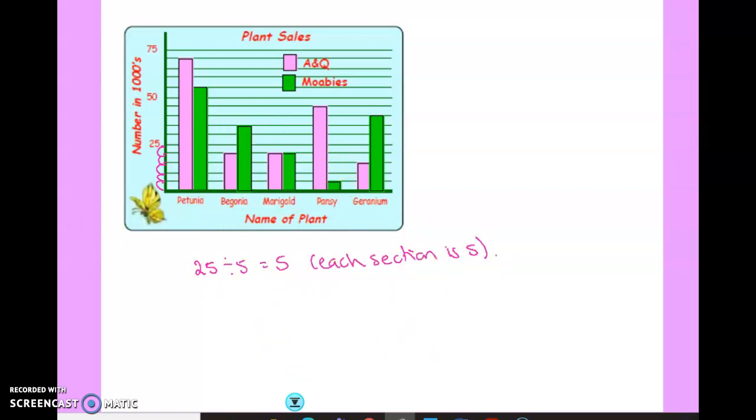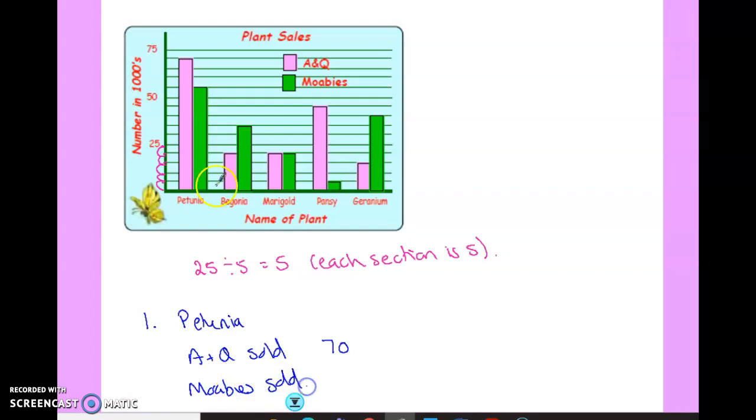So let's just do a couple of questions here. So the first one, let's say, which shop sold more petunias and by how much? Petunias, so we would say A&Q sold, and let's see how many. Each one here is worth 5, so that'd be 55, 60, 65, 70. 70.